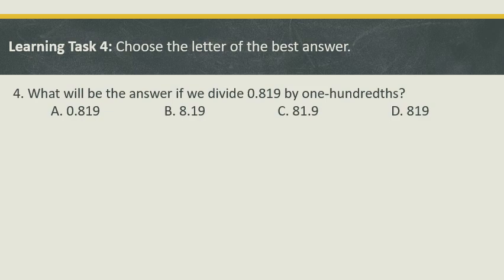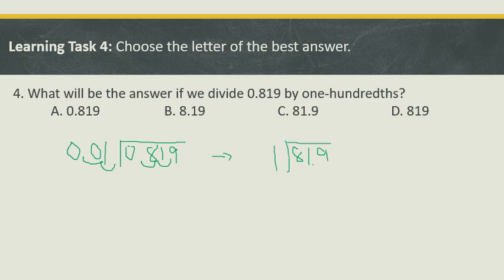Number 4, what will be the answer if we divide 819 thousandths by 1 hundredth? So, ang 1 hundredth ay 0.01. Okay, ilan pong decimal i-move natin? 1, 2. Okay, dito dalawa din. 1, 2. Kaya siya magiging 81.9 kasi doon tumigil yung decimal point, and divided by 1. So, divided by 1 again. Ito ay magiging 81.9.